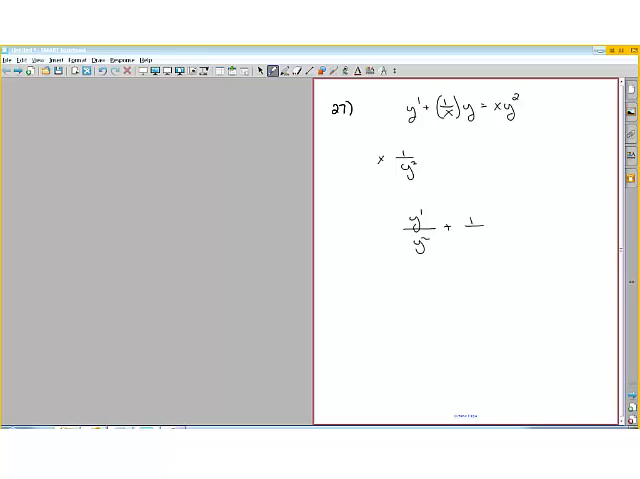1 over x times y divided by y squared is equal to x. Okay, so if you multiply by 1 over y squared, that just becomes x.